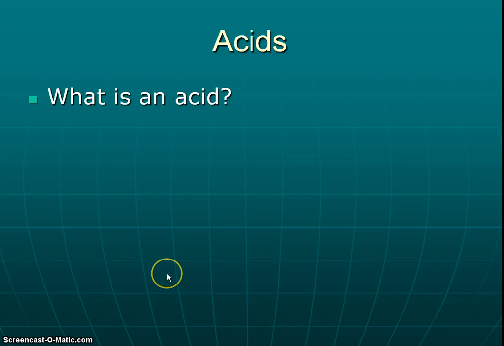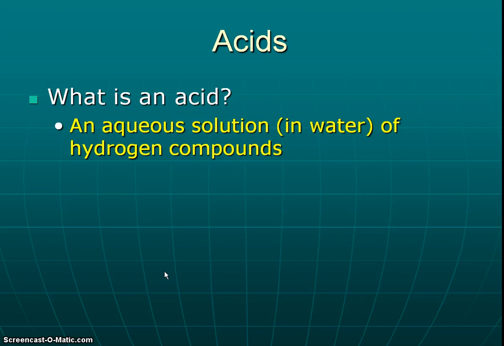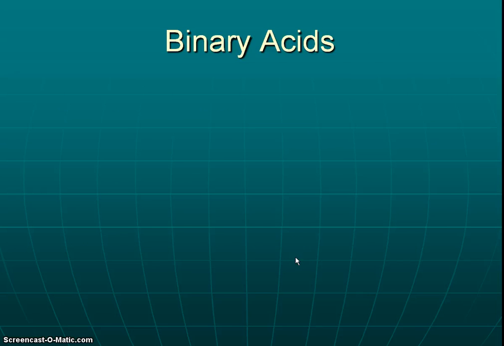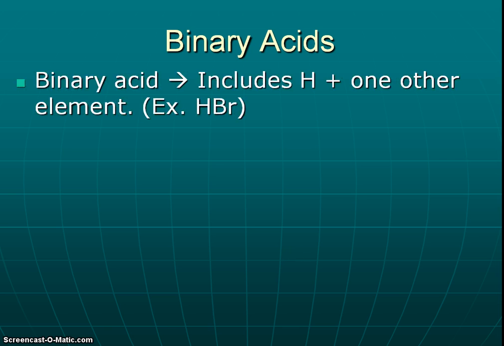The last thing that we need to learn how to name is called an acid. So first of all, an acid is an aqueous solution, which just means that it's in water, of a hydrogen compound. The way that you know that something is an acid is that you'll see that it starts with an H. So the first letter in the formula will be an H. Once you decide it's an acid, you need to decide if it's binary, meaning only two elements, or if it's ternary, because you name them differently.